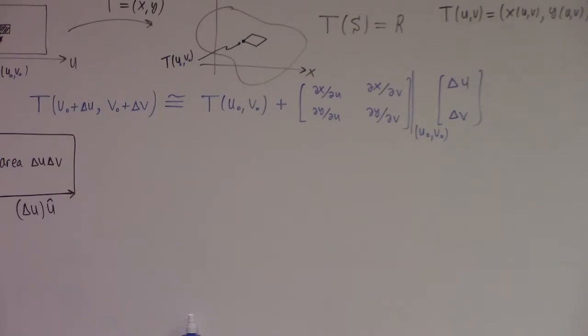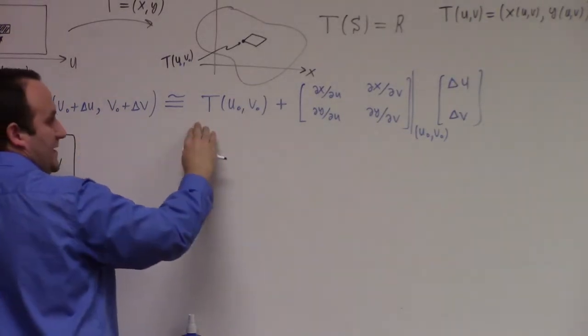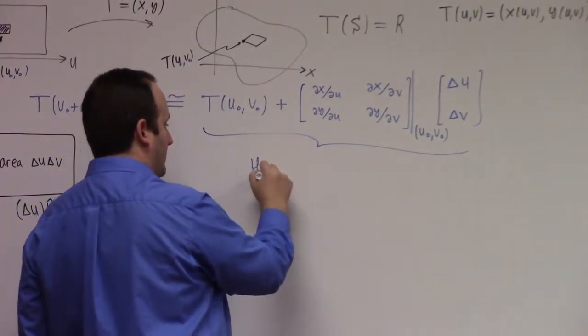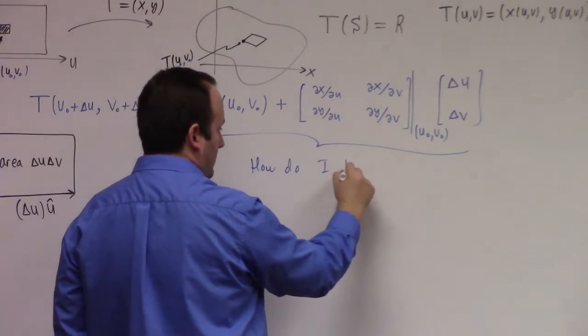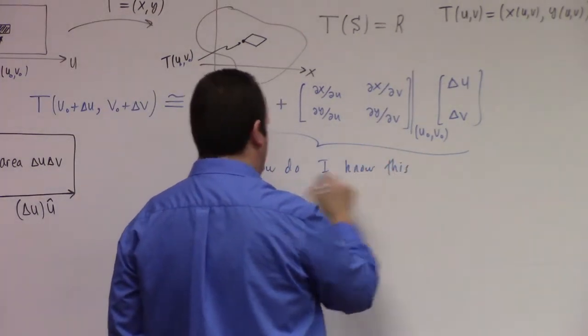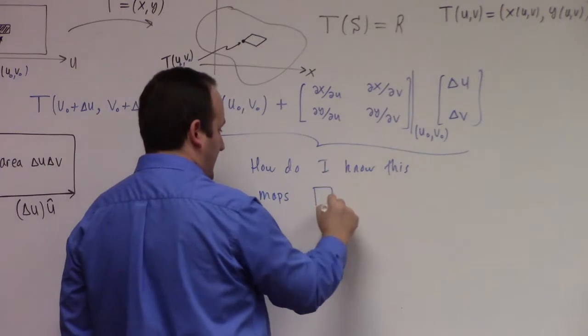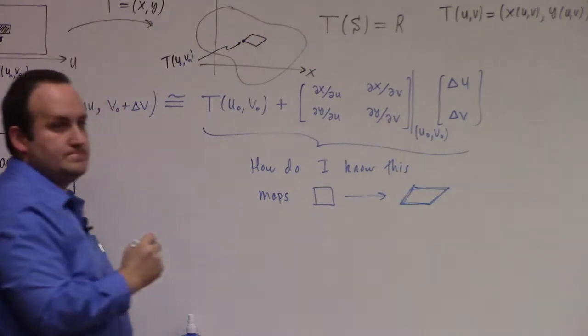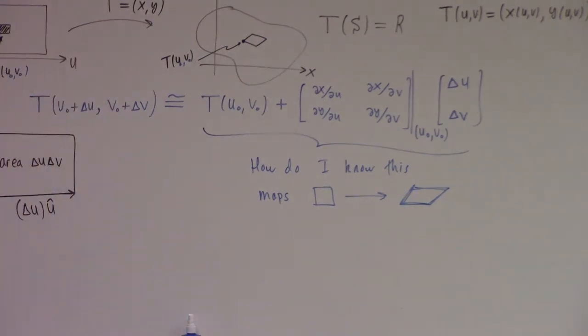parallelogram. Now, how do I know that this formula maps a rectangle to a parallelogram? And what's the area of the parallelogram as compared to the area of the rectangle? That's what we'd like to know. Well, what I can do is very simple. I can just study how the edges of the original rectangle map.